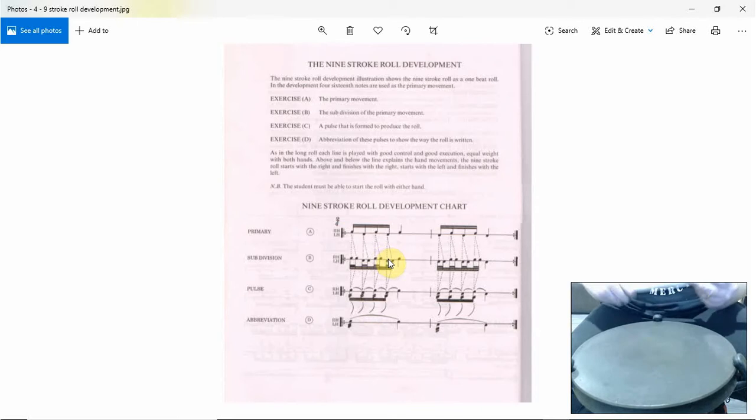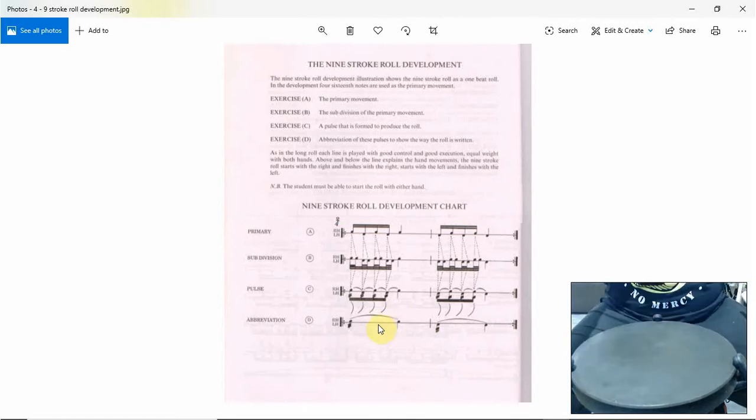So the pulse, exercise C, is basically 1 E and a two, 1 E and a two, 1 E and a two. You can see that's the pulse, and then the abbreviation. It's the three lines with the tie all the way to the next note. So 1 E and a two, 1 E and a two.